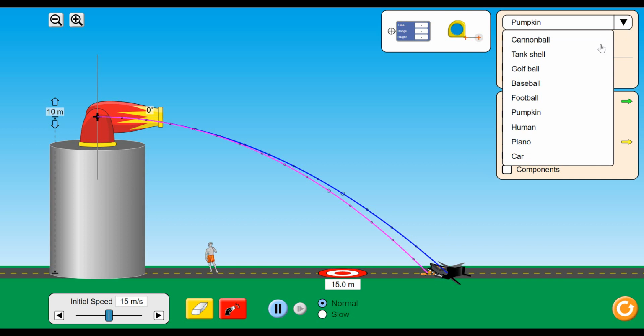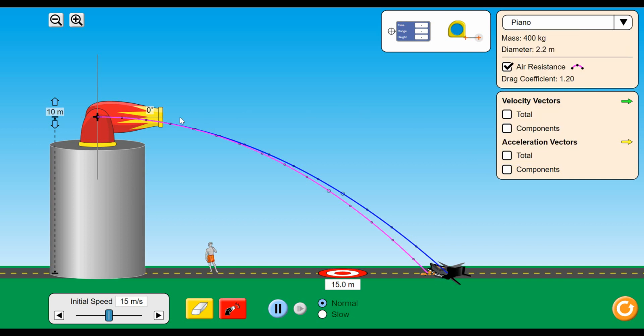If I take now a piano, it has a lot more cross-sectional area. It cuts through the wind. It's not as aerodynamic. As we fire that one, we're going to find it too follows a slightly different path. Maybe different, hard to see. Definitely different from the no air resistance case, but even between these two, there's a difference in air resistance. So you can play around with that a little bit here.